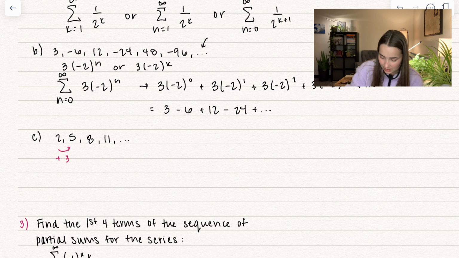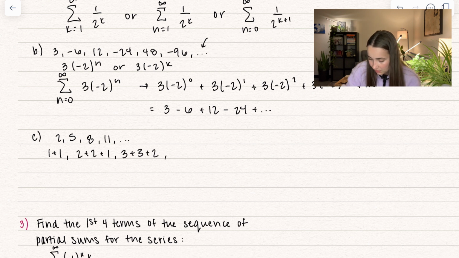So first I added 3. The first thing I thought was maybe it's like adding itself. So 2 is 1 plus 1. 5 is 2 plus 2 plus 1. 8 is 3 plus 3 plus 2. 11 is 4 plus 4 plus 3, right? And if I added the next number, the next one would be 14. So 14 is 5 plus 5 plus 4.